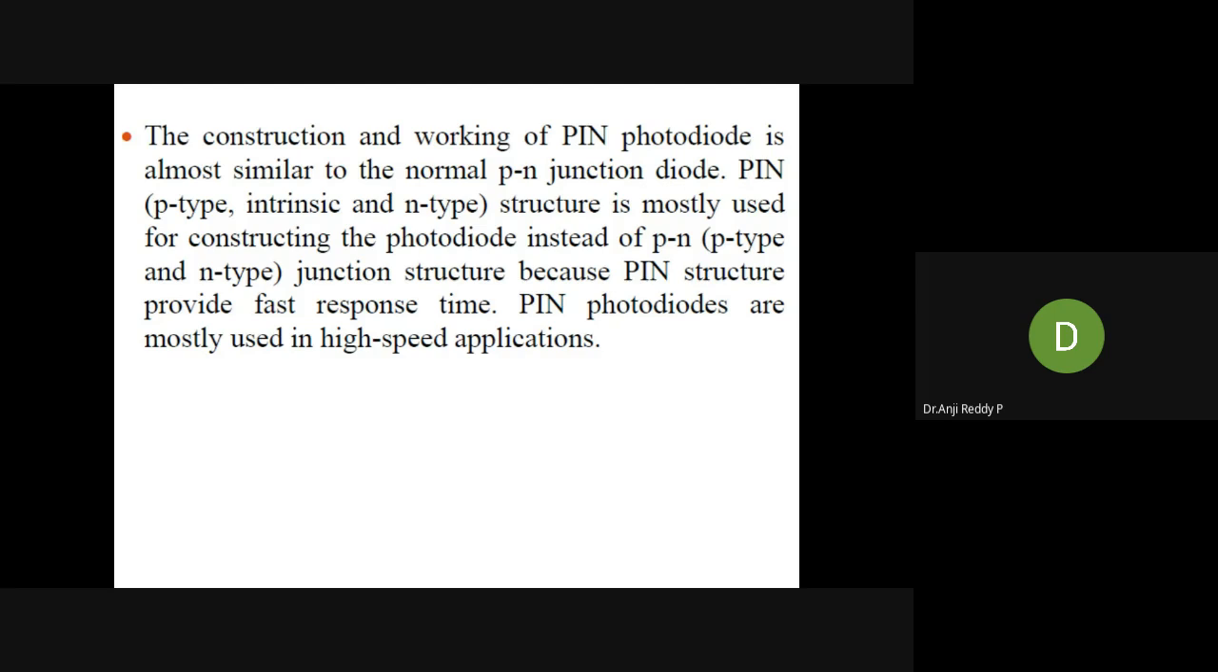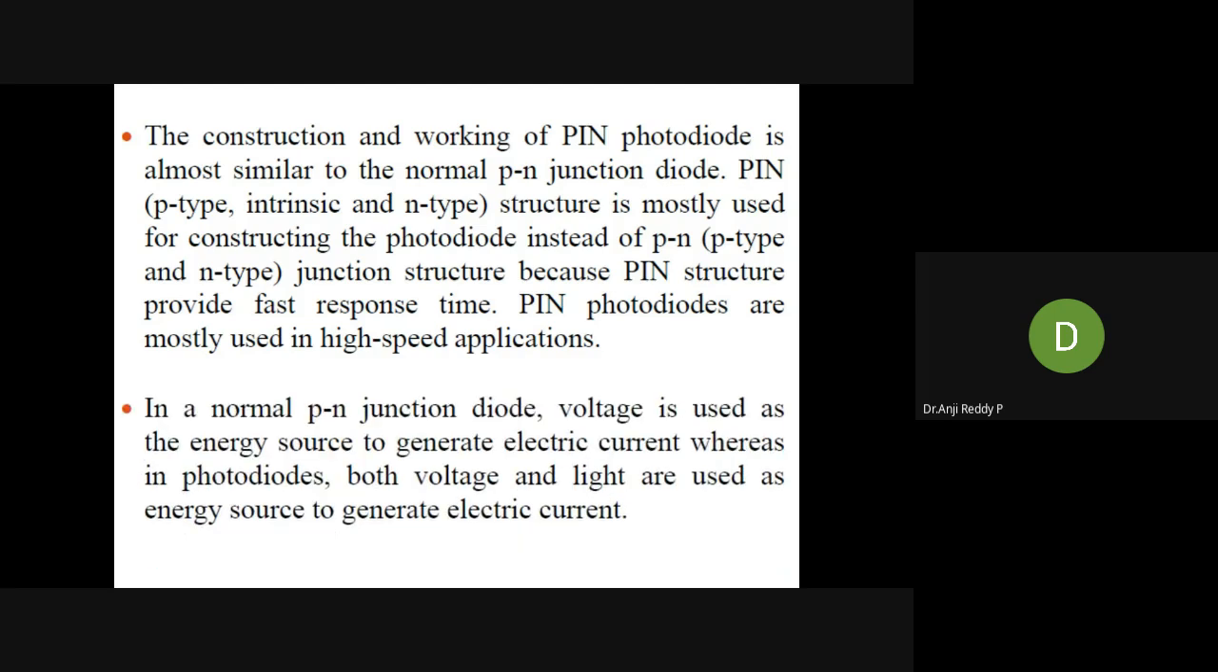Observe the next point. In an ordinary PN junction diode, the energy source is voltage. Here, in the case of PIN photodiodes, the energy source is both light and voltage. This is about the introduction of PIN photodiodes.